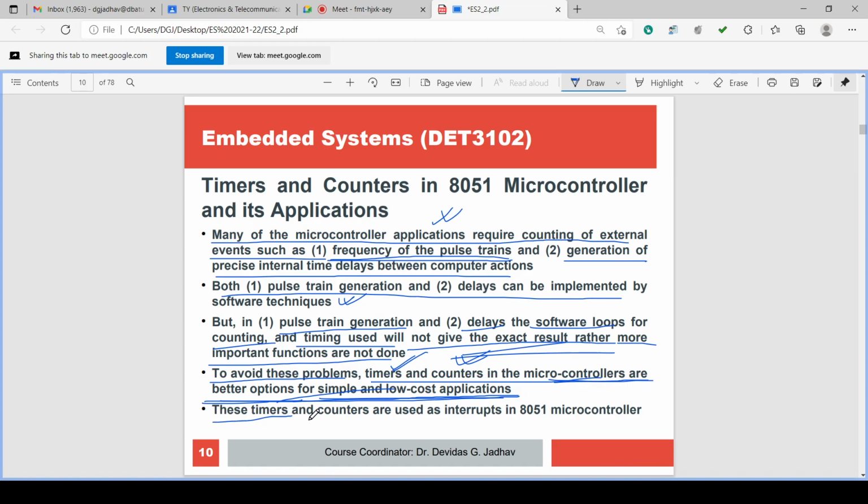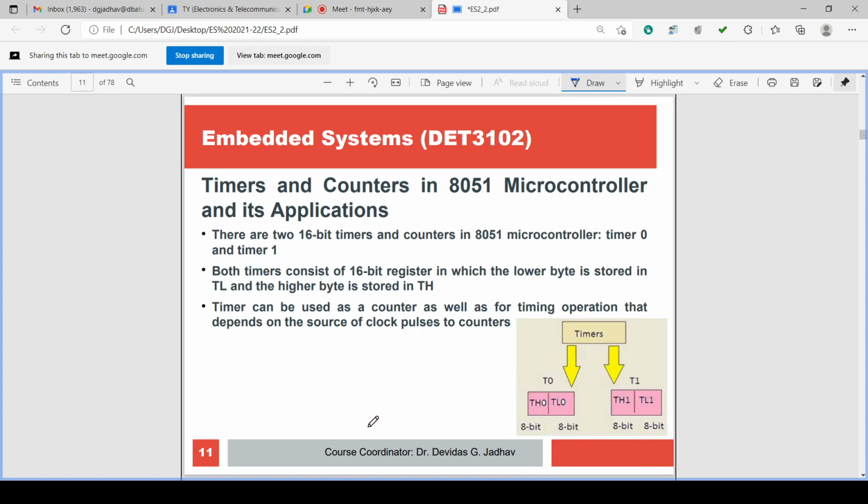These timers and counters are used for interrupts also in the 8051 microcontroller. So we can use it as a timer, as a counter, and in case of interrupts also. So this is about timers and counters in the 8051 microcontroller and their applications.